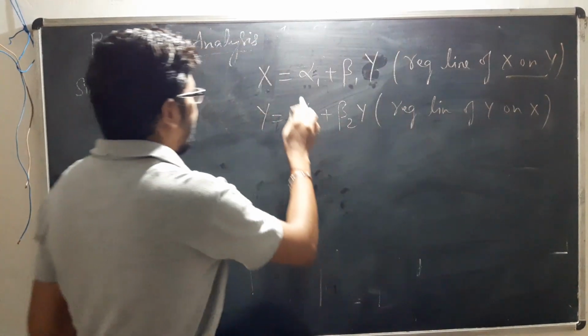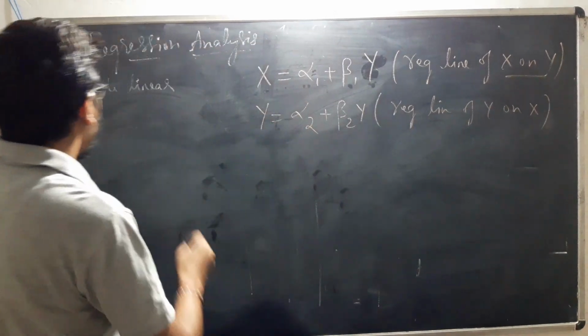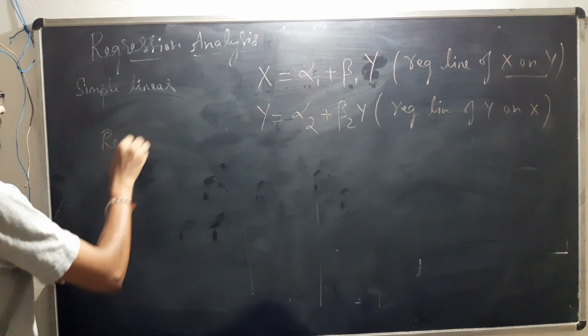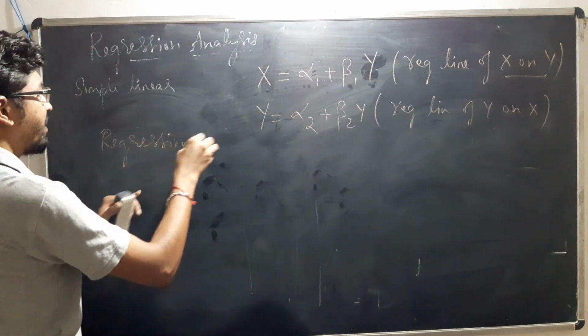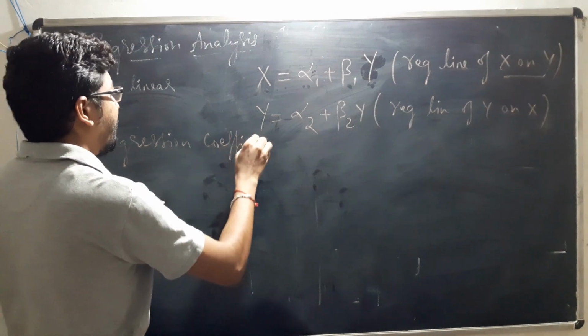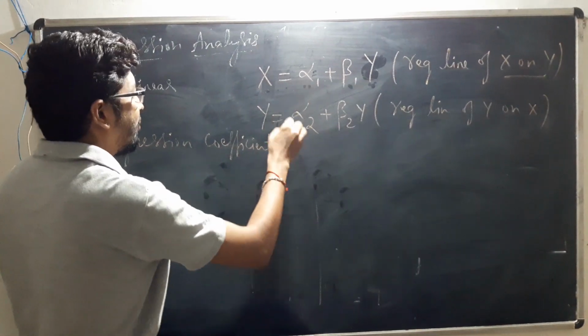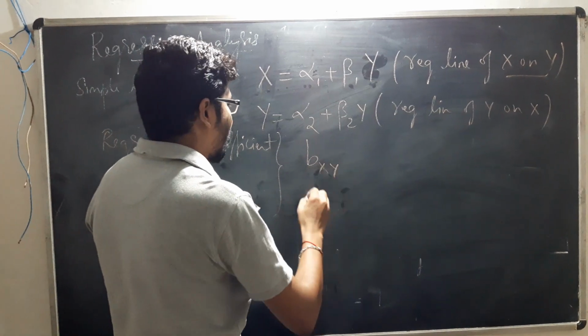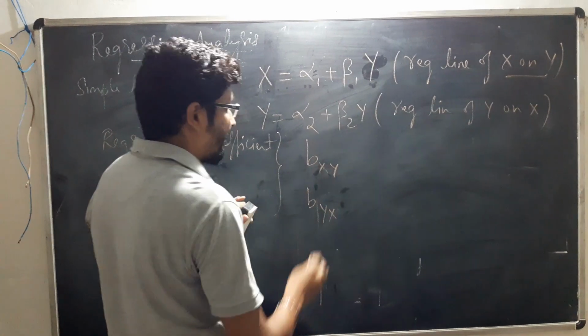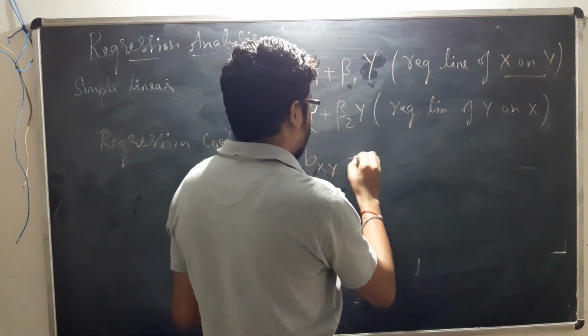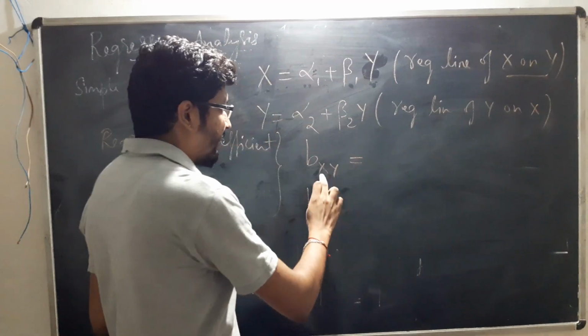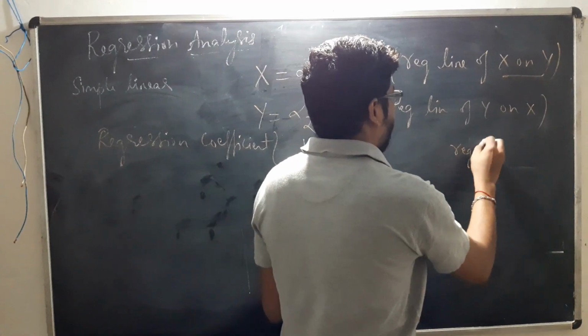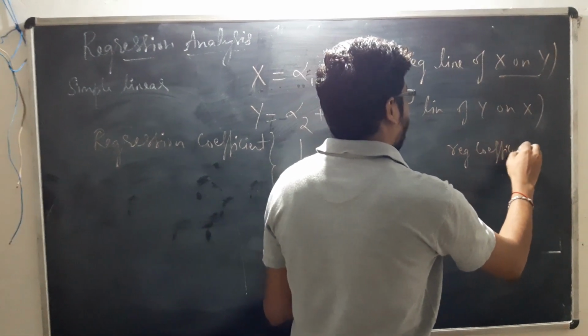Now to arrive at the regression equations, we should compute what are called regression coefficients, similar to the coefficient of correlation. As there are two equations, we will have two regression coefficients indicated by bxy as well as byx. So bxy is called the regression coefficient of x on y.